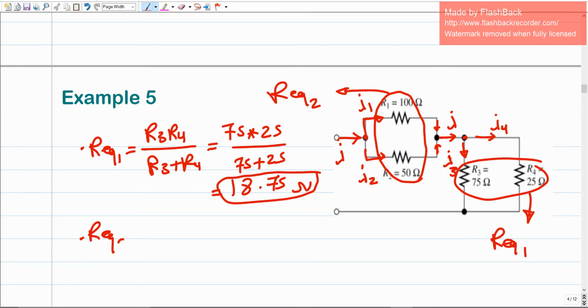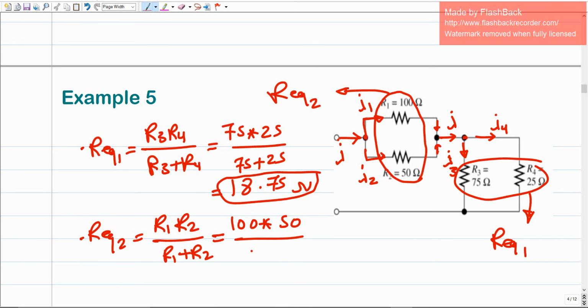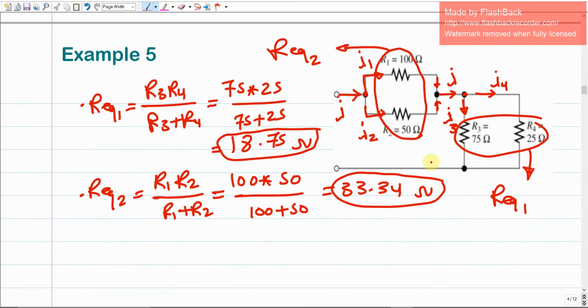Then we have R equivalent 2, which is R1 times R2 divided by R1 plus R2. Their multiplication divided by their sum, 100 times 50 divided by 100 plus 50. This gives us 33.34 ohms. Make sense? Now we combined these two into just one resistance, and we combined these two into one resistance.